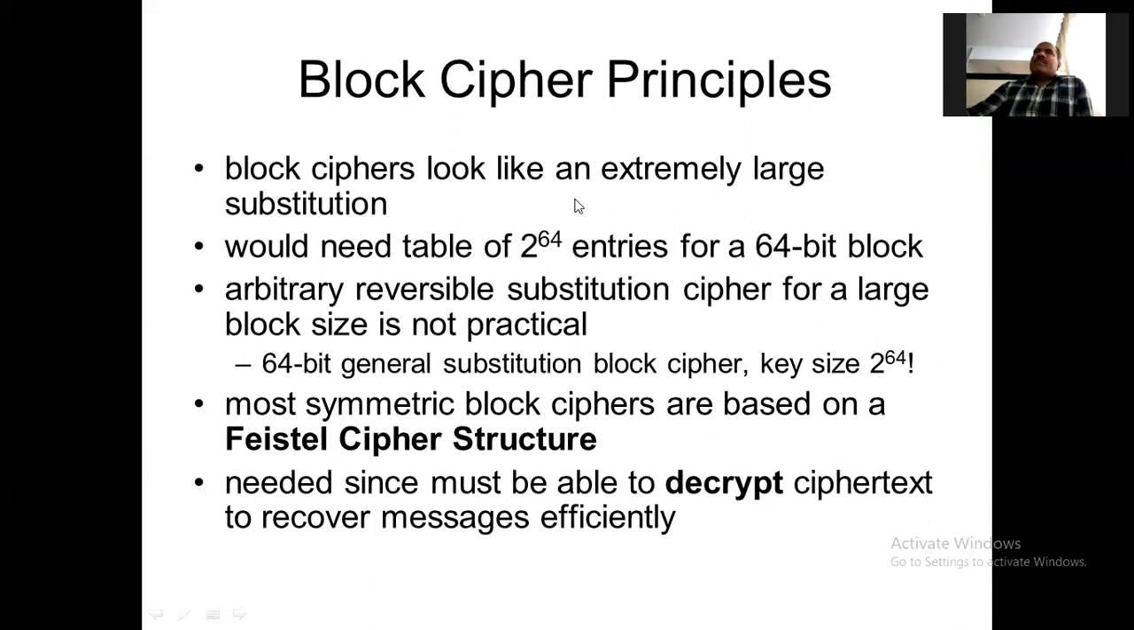So block ciphers look like an extremely large substitution, because we have a number of bits here. We would need a table of 2 raised to 64 entries for a 64-bit block. An arbitrary reversible substitution cipher for a large block size is not practical. If we consider a large block size, then it is very difficult to do the encryption and again the decryption here.